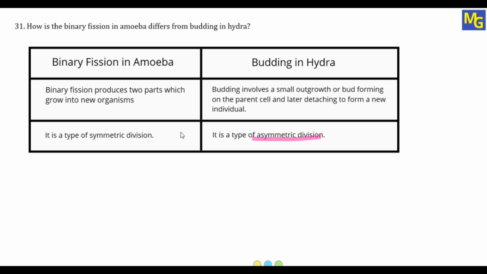So these are the two differences between binary fission and budding. There are many other differences that you can also write. So these two which I have written here. We'll move on to the next question.